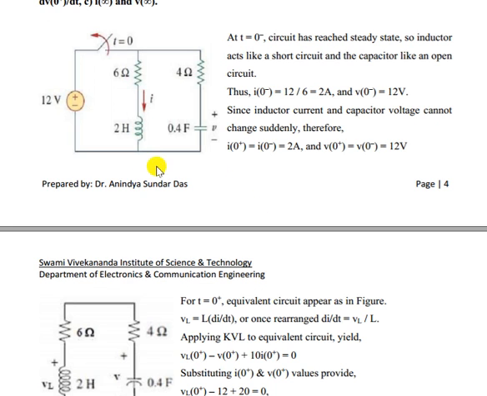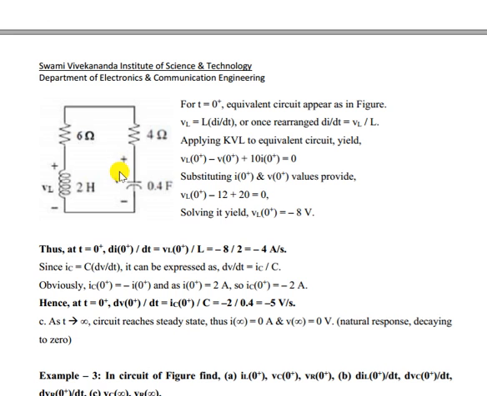Now at t equal to 0 plus, what happened? The switch is opened. Then what happened? This voltage source is not there. So we have this circuit. Now I am not making this open circuit and short circuit, because at t equal to 0 plus, we have to consider this circuit as a whole.